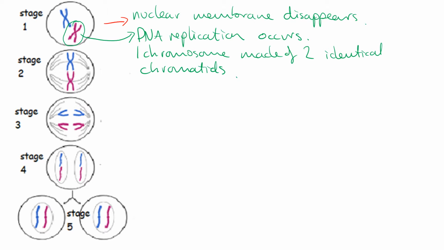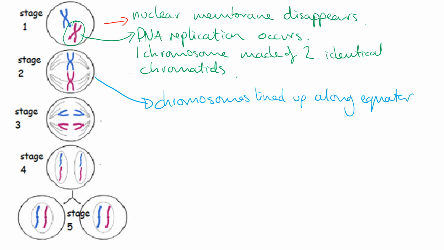If we look at picture number 2 here, so stage 2, what's happened now? These chromosomes lined up along the equator. And our wee spindle fibres, so look at these, these are our wee spindle fibres, have formed. Okay, so that's what's happened in our picture 2, right?